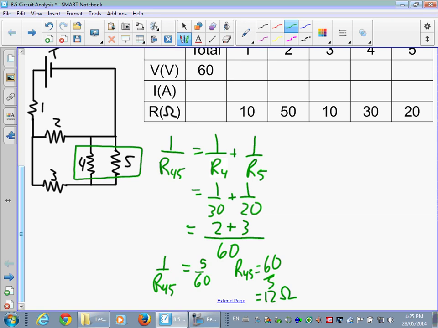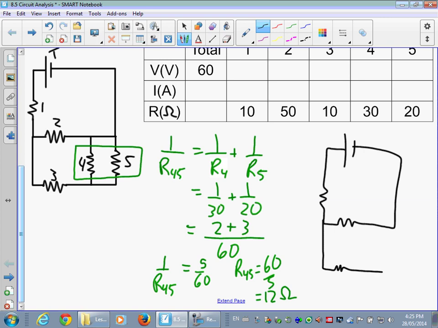So I can redraw my circuit diagram. A quick little sketch here. There's 1, 2, and back up. And then I've got 3, and the combination of 4 and 5. So 1, 2, 3, 4, 5.